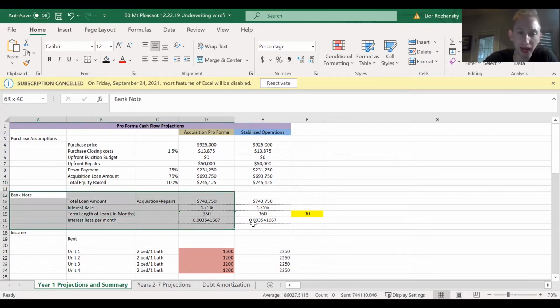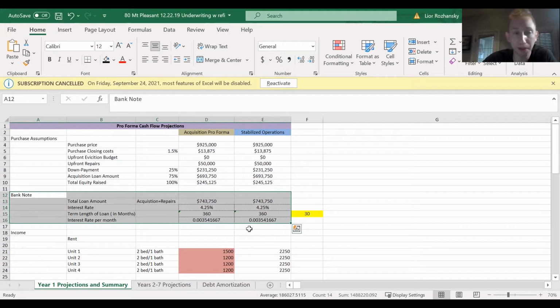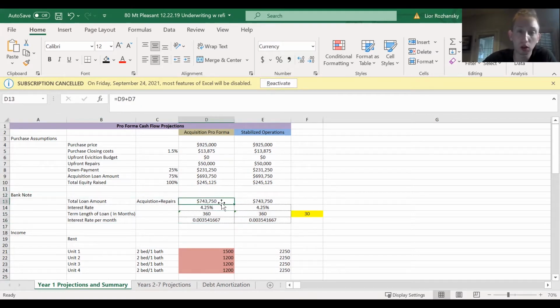Now, let's go into this bank. This is my debt section, right? So this is the debt I'm getting from the bank, right? So basically, first I want to know my total loan amount, which is acquisition and repairs, right? So this is just the 693 numbers plus the $50,000.